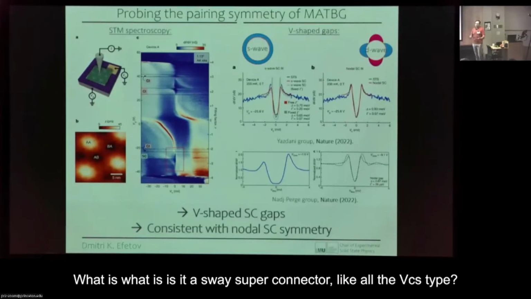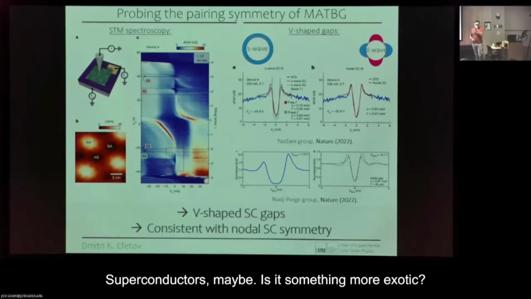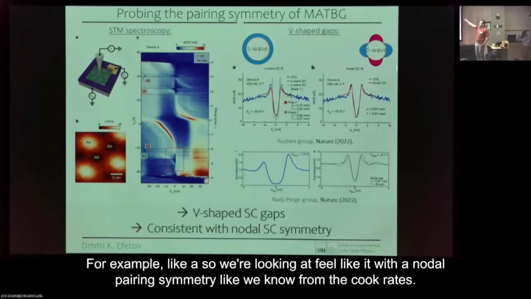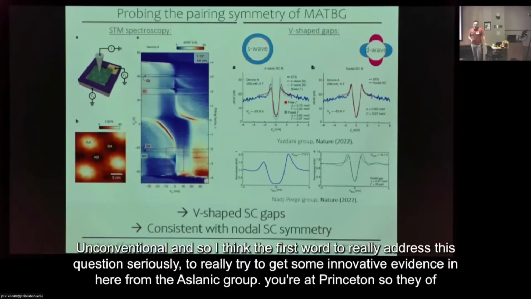Is it an S-wave superconductor like all the BCS-type superconductors, or maybe is it something more exotic? For example, a D-wave superconductor with a nodal pairing symmetry, like we know from the cuprates or other unconventional superconductors. I think the first work to really address this question seriously, to try to get some quantitative evidence, came from the Yazdani group here at Princeton.